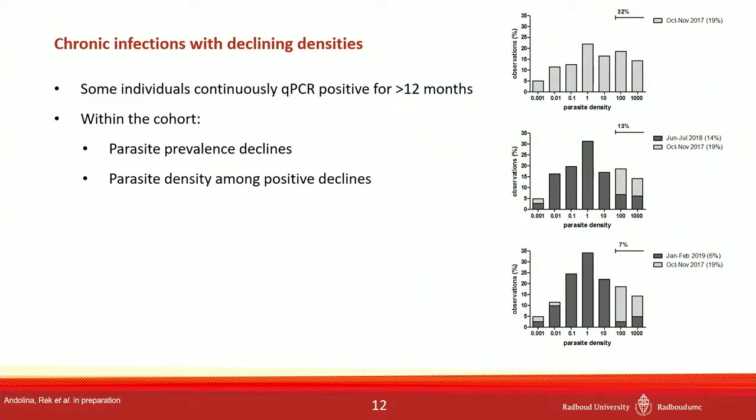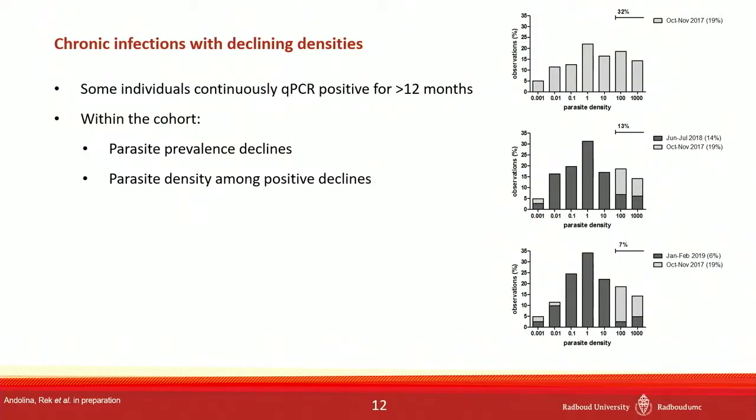Here you see, without any feeding results, you can already see why this is so interesting. On the top, you see the start of the cohort. Parasite prevalence was 19% by qPCR. Parasite density is the distribution in gray, and the gray distribution is on all 3 graphs. About a third, 30%, is above 100 parasites per microliter. A few months later, parasite prevalence declined to 13% to 14%, and only 13% is above 100 parasites per microliter.